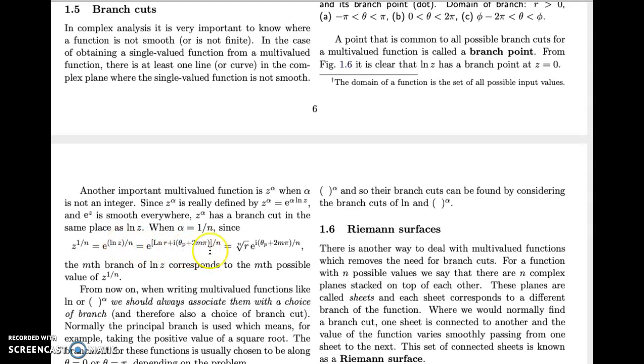So when m equals n, we're back to where we started. We're just adding 2 pi again, and we get exactly the same number again. So sure enough, z to the 1 over n only has n branches.